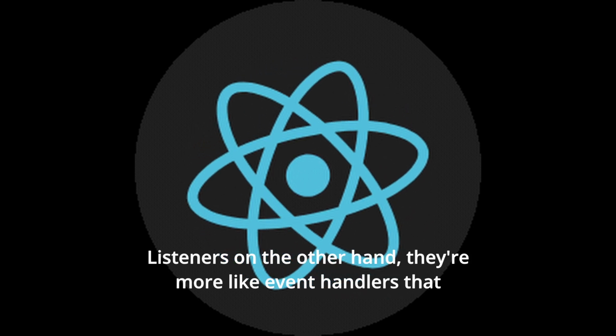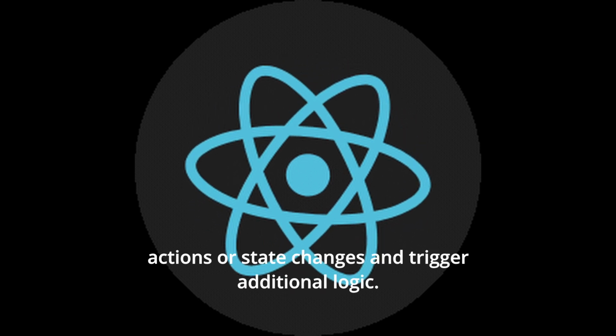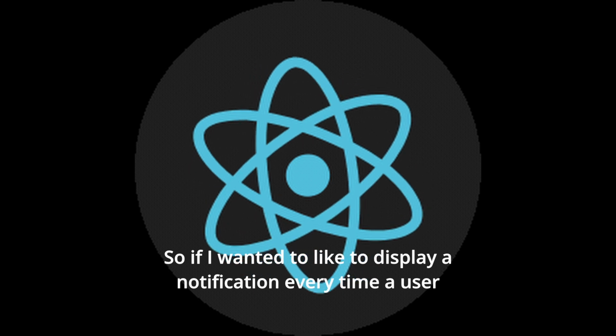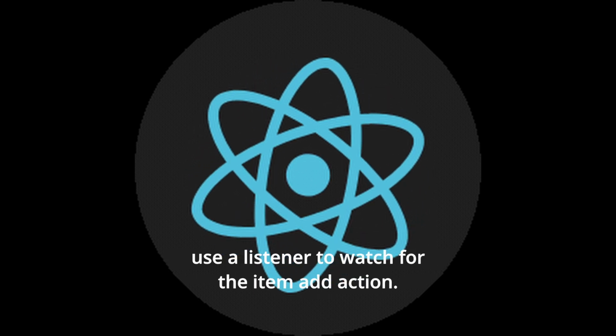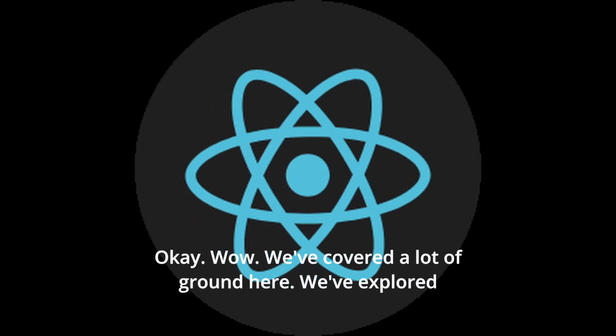Listeners, on the other hand, are more like event handlers that live within your Redux store. They let you react to specific actions or state changes and trigger additional logic. So if I wanted to display a notification every time a user adds something to their shopping cart, I could use a listener to watch for the item add action. Exactly.